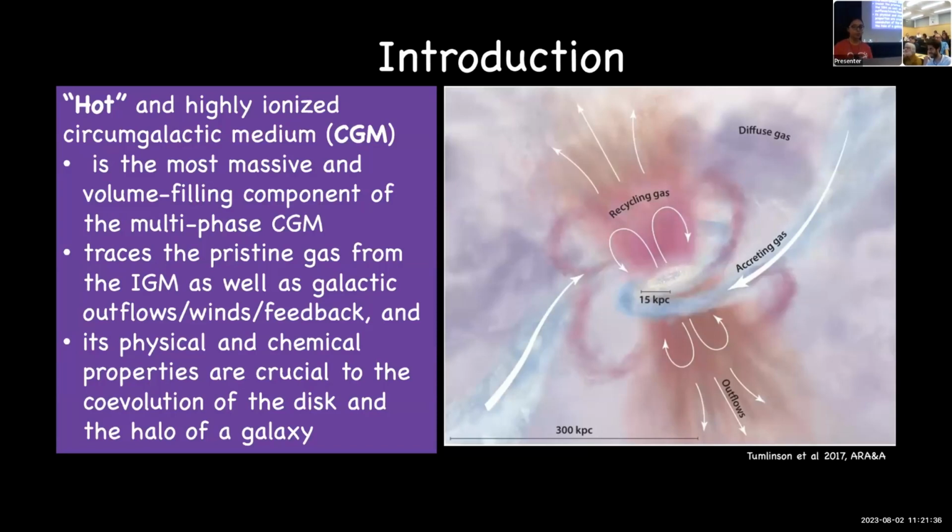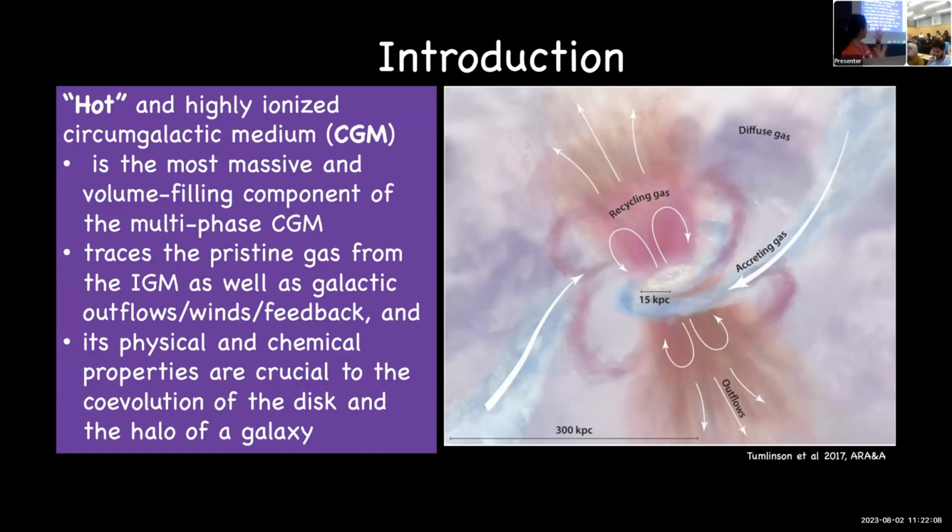I mean, everyone before me has already introduced what CGM is and why it is important, but I'll also briefly mention why it is important in the context of my talk. So CGM is slightly different from the ISM and the IGM in the sense that it is spatially different. It is the multiphase gas that surrounds the stellar disk and interstellar medium of a galaxy and is expected to be extended out to the virial radius.